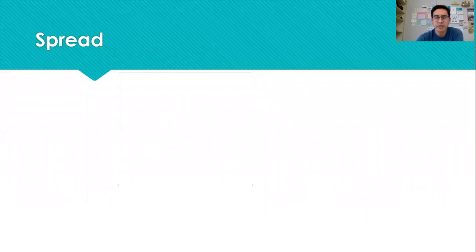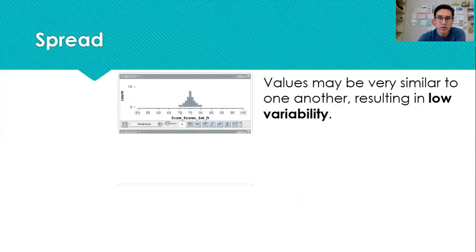Right. The last characteristic is spread. And so we're just going to talk in very general terms right now. So values might look very similar to one another. Right, so here are some exam scores where it's like everybody got a C, right? 70 to 80 would be a C. So there's low variability, right? The scores here show a lot of consistency.